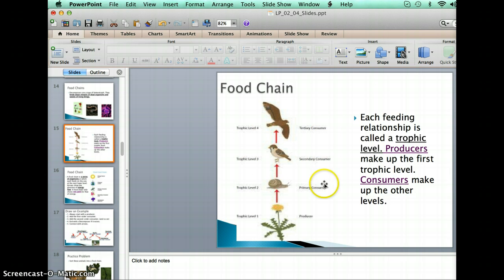Hopefully you're noticing over here that we can also call consumers other names. Instead of first order consumer, second order consumer, third order consumer, we can call them primary consumer, secondary, and tertiary. This is just another type of language for describing a food chain. Either one is fine.